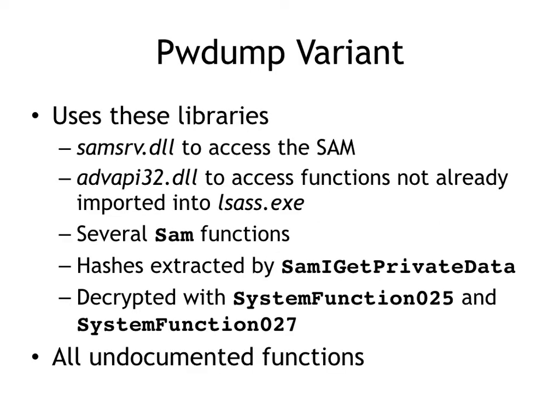And this thing uses some libraries. samsrv.dll is the Windows library to let you access the SAM, which is the Security Accounts Manager file that contains the passwords. And advapi32.dll has some functions, and there are SAM functions like SamGetPrivateData. And the decryption, of course, is not something anyone is supposed to be doing but Microsoft, so they didn't bother to give the functions friendly names. It's just System Function 25 and System Function 27, and they're undocumented.